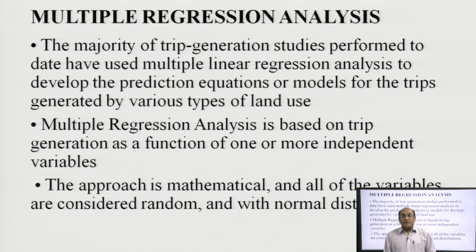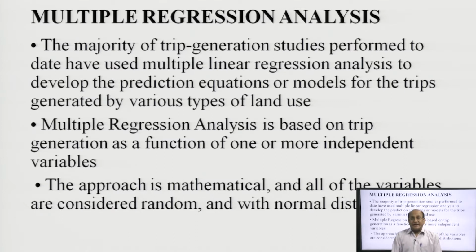The majority of trip generation studies performed to date have used a multiple linear regression analysis to develop the prediction equation or the model for the trips generated by various types of land use. In any type of model, the land use is very important in the urban area. Land use means land pattern, how we are using it.